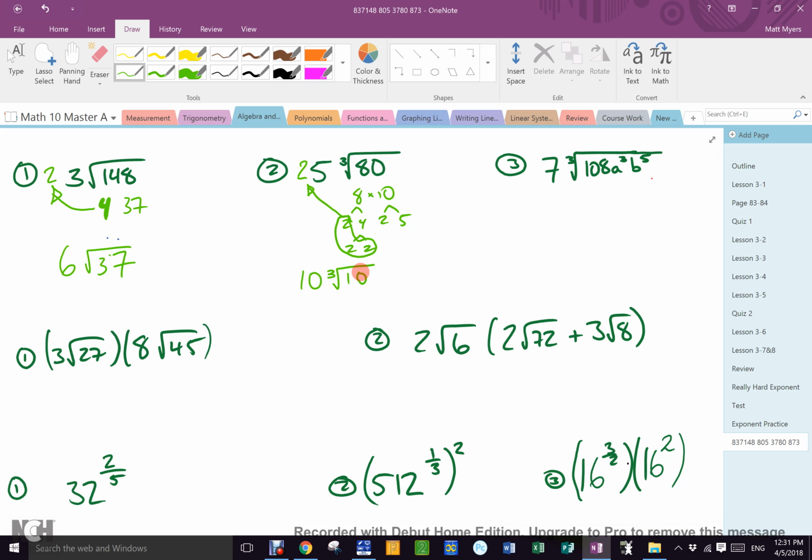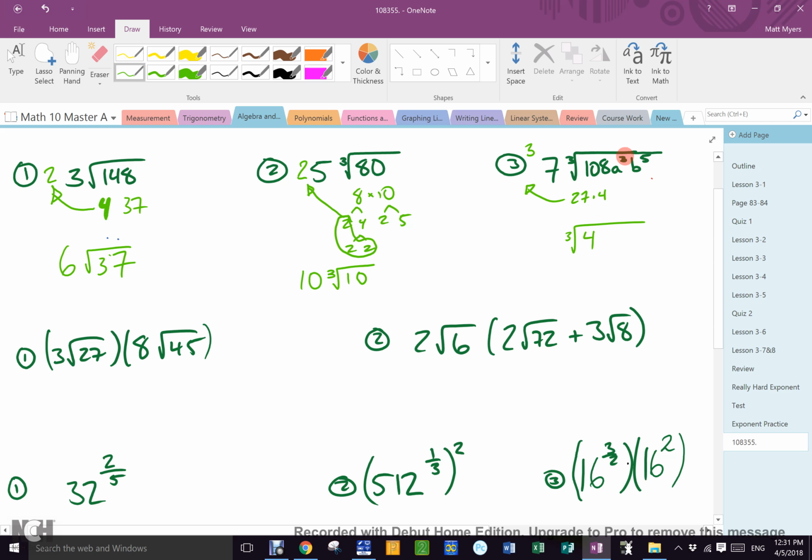Okay. Now, number 3. Number 3 has both letters, variables, and a number. If there were no variables there, would you know what to do with 108? Yes, you would break it down and look for groups of 3. Since 108 is 27 times 4, I can stop there, can't I? Yeah. Why? Which is what? 3. So out will come a 3. Yes? What will stay under there? The 4.